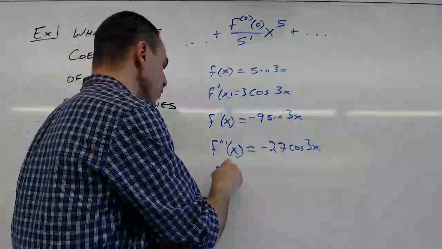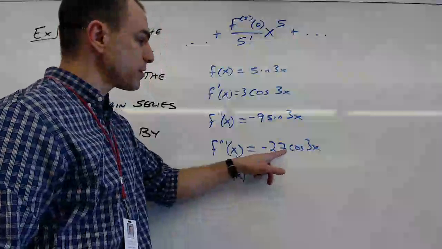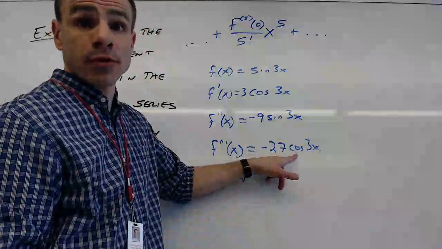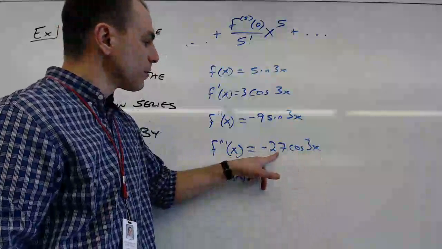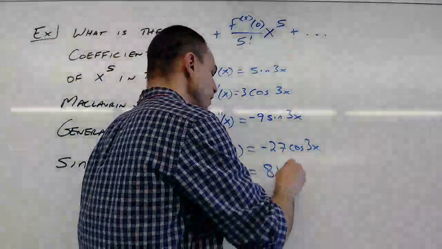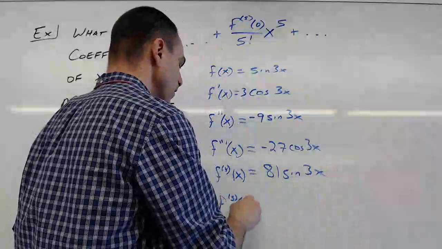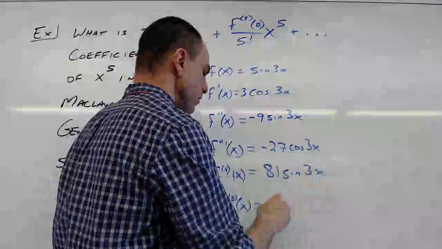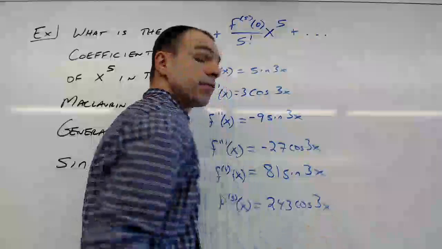And then we want our fourth order derivative. Negative 27 is our coefficient. Cosine derives to the opposite of sine. Again, when we derive the 3x, we're going to need another 3. So that's negative 27 times negative 3, or 81 sine 3x. And then finally, we have our fifth derivative, and we multiply 81 times 3. So it's 243 times the cosine of 3x.